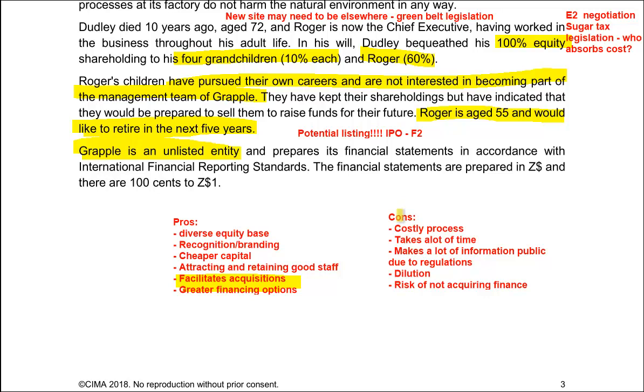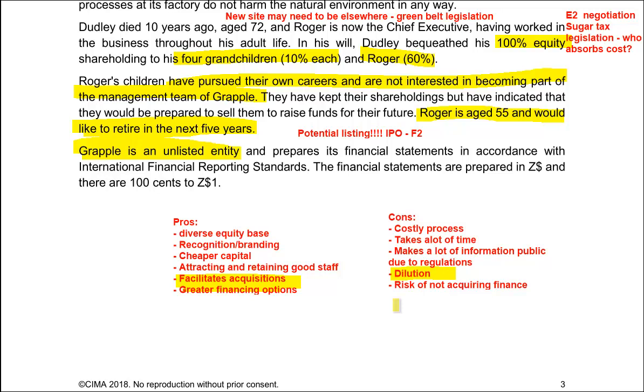One of the drawbacks that doesn't really apply, in this case at least, given what we've seen about the grandchildren and Roger, is the dilution of ownership, which is a big deal to some shareholders. They don't want to lose control of the business. However, Roger wants to retire. The grandchildren don't really fancy working as part of Grapple. So with this in mind, dilution is an important drawback, but in this case it's probably not too relevant.